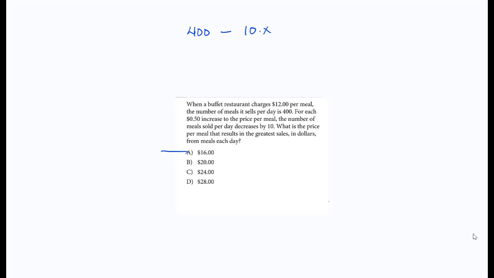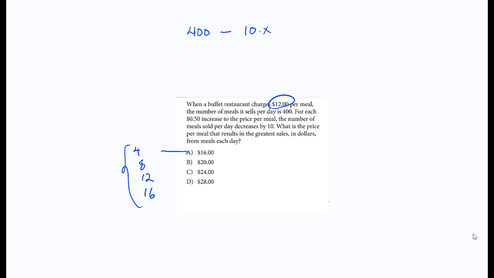So for 16, if we're selling for $12, the difference between 12 and 16 is simply going to be 4. The difference between 12 and 20 is going to be 8. The difference between 24 and 12 is going to be 12, and the difference between 28 and 12 is simply going to be 16. So now we need to figure out how many 50 cents are in each of these.